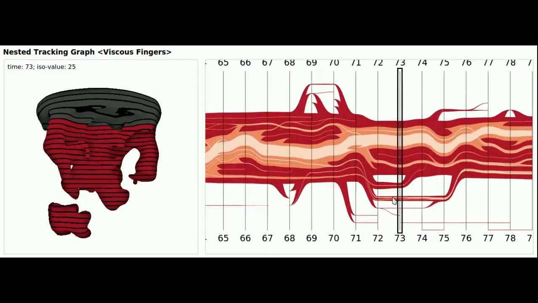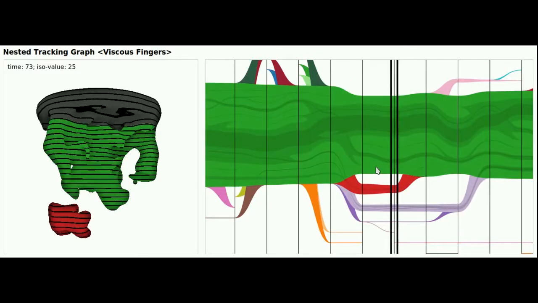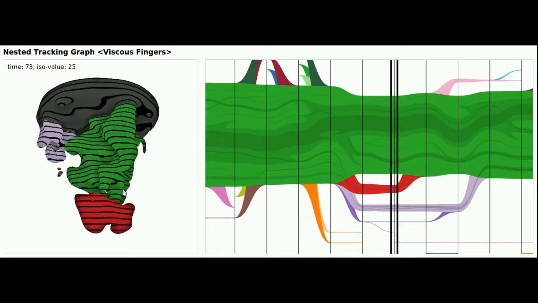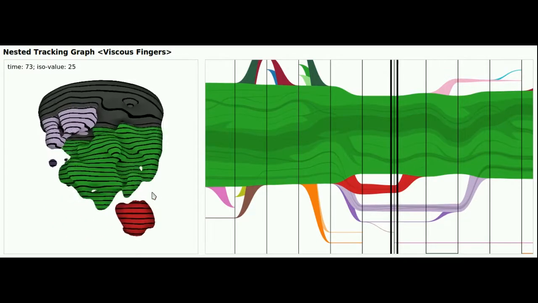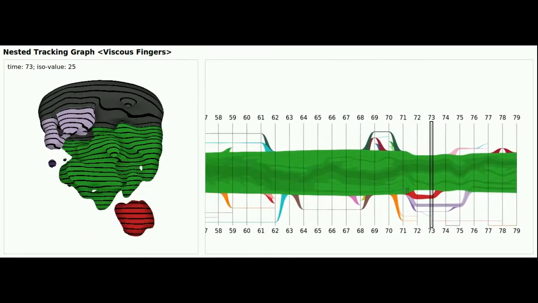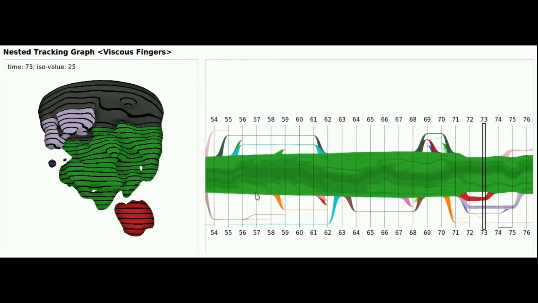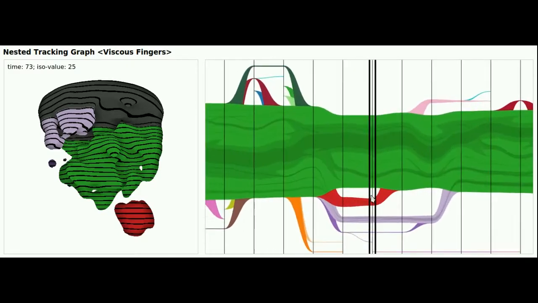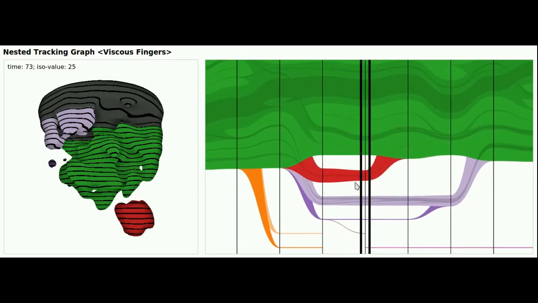If we focus on one specific level, we gray out others and use different colors for edges of the current level to differentiate between individual components. We can see that for this density level the volume mainly consists of one huge component, green, and two smaller ones, red and light violet.